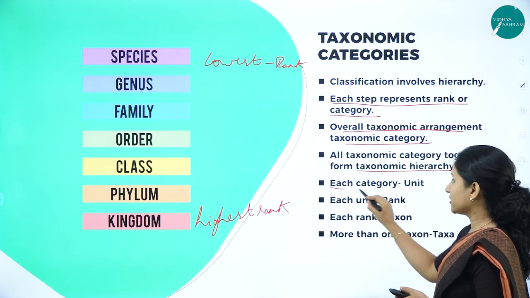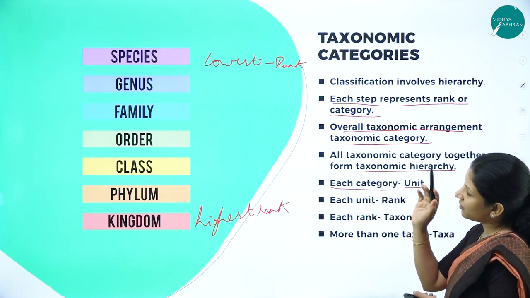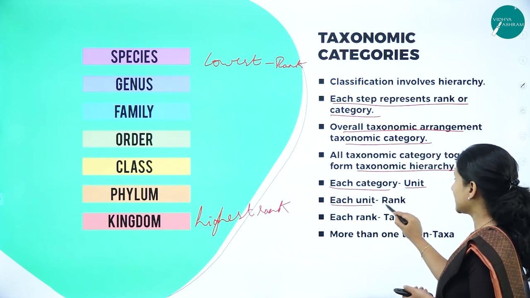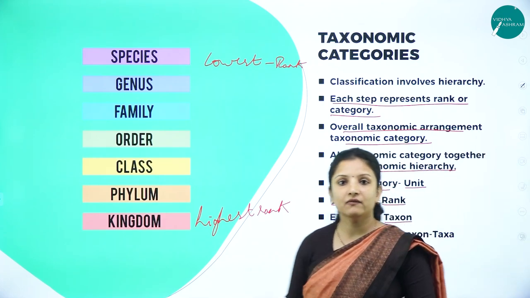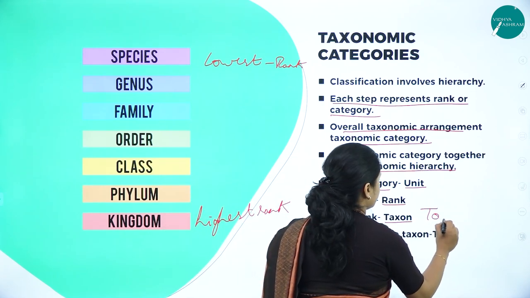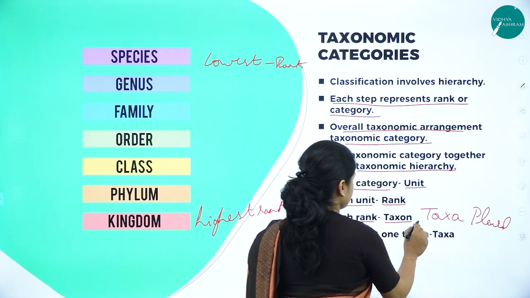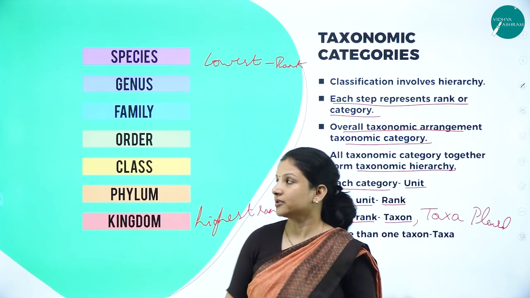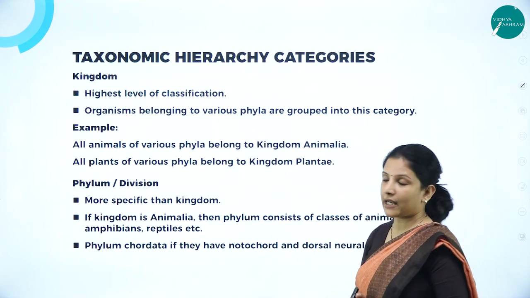And each category is called a unit. I told you, species is a unit, genus is a unit, family, order, class, phylum, kingdom, all these are units. And each unit you call a rank. And each rank is called a taxon, and more than one is taxa. So taxon is singular, taxa is plural. So now you know about the different taxonomic categories. We'll study each of these one by one, that is, the taxonomic hierarchy of the categories.